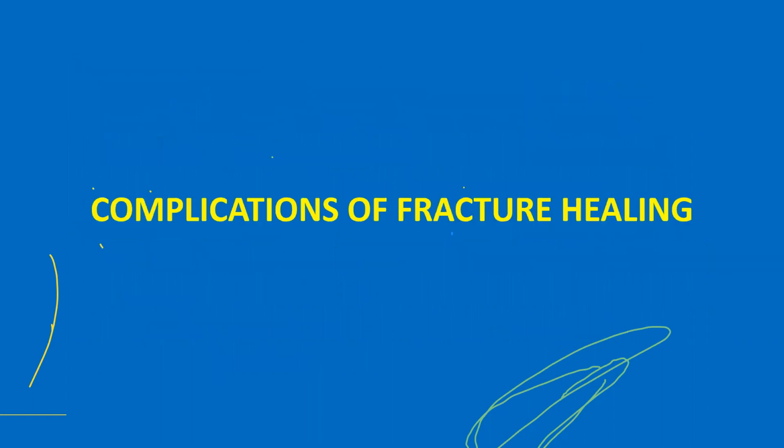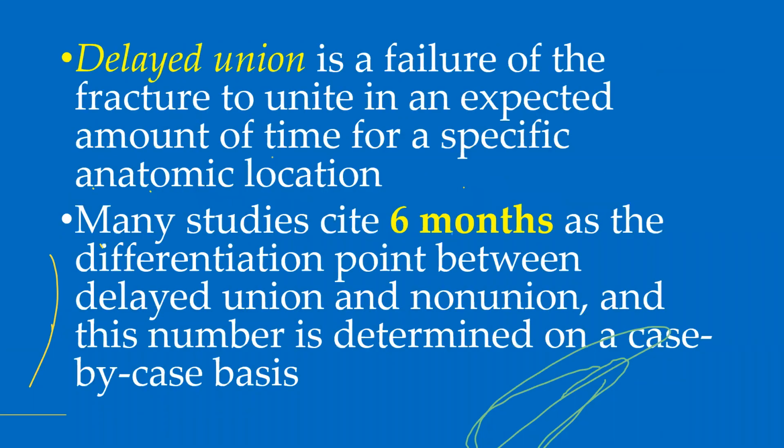Try it, fellows. What are the complications of fracture healing? We know about delayed union. Delayed union is a failure of the fracture to unite in an expected amount of time for a specific anatomic location. Many studies cite 6 months as the differentiation point between delayed union and non-union, and this number is determined on a case-by-case basis.